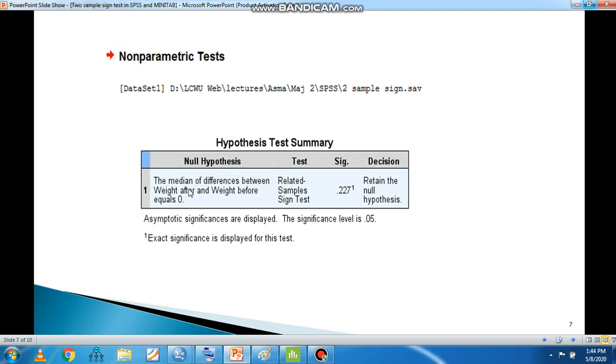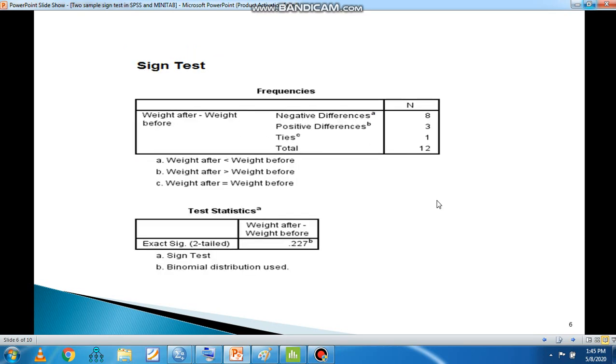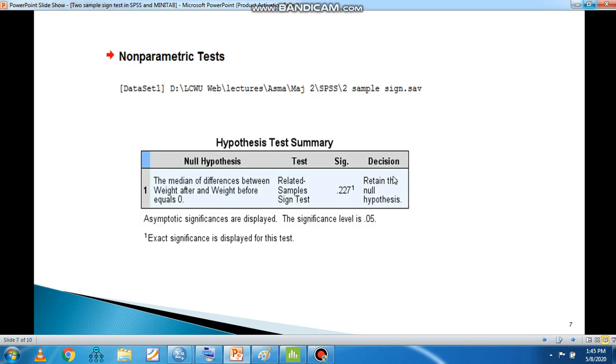Nonparametric test: the null hypothesis is that the median of the difference between weight after and weight before equals 0. The test is the related samples sign test. The p-value comes out to be 0.227. Again, it is the same as in the first analysis, and the decision will be to retain the null hypothesis because this value is compared with alpha.